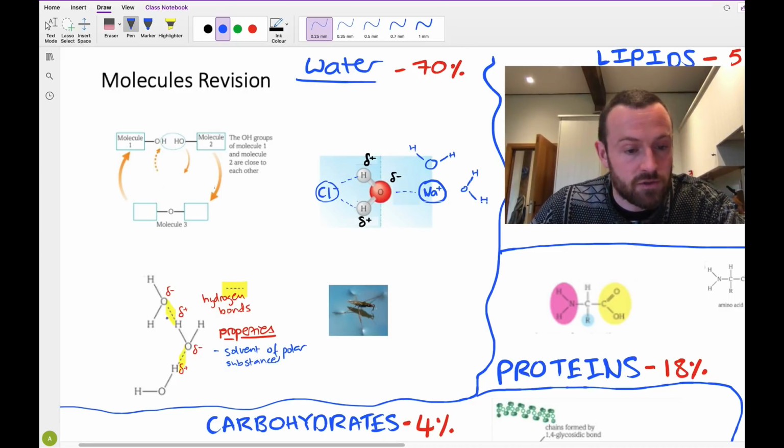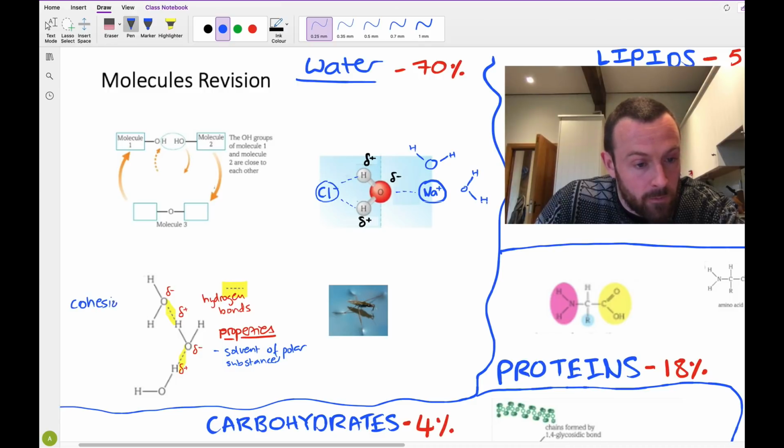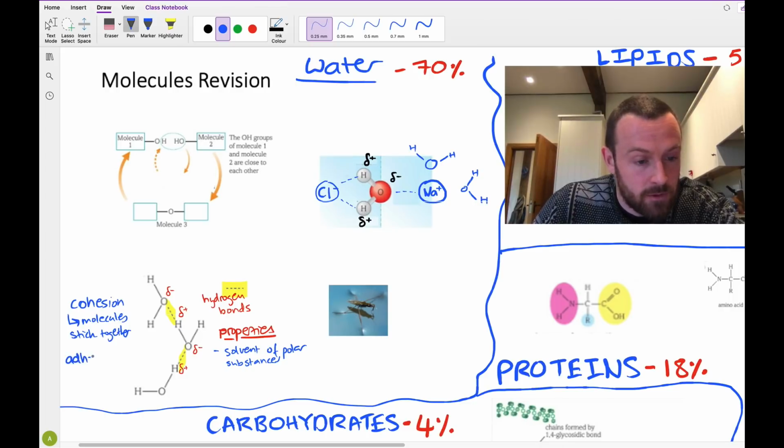Also, we can see that these hydrogen bonds here are causing the water molecules to stick together. So we have something called cohesion. Cohesion means the water molecules stick together. We can see that here. Similar to cohesion, something a bit similar is called adhesion. So adhesion is the water molecules stick to other things.